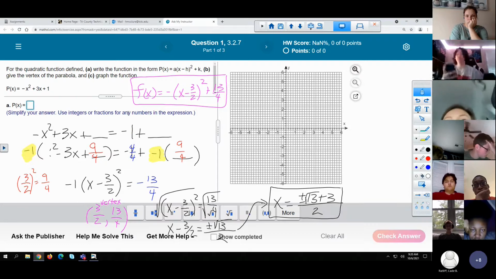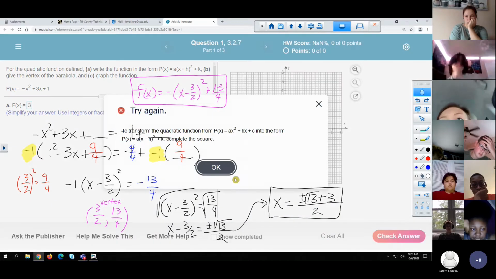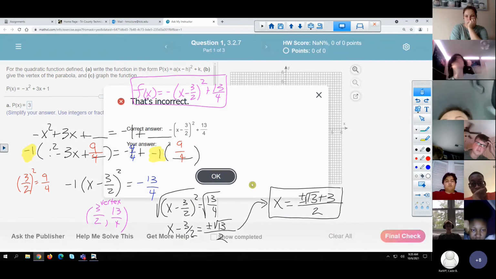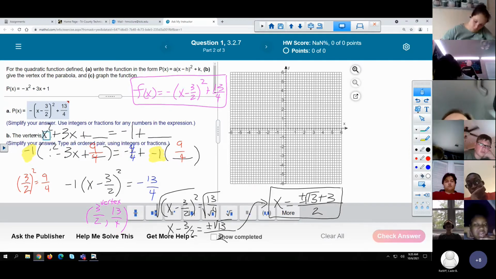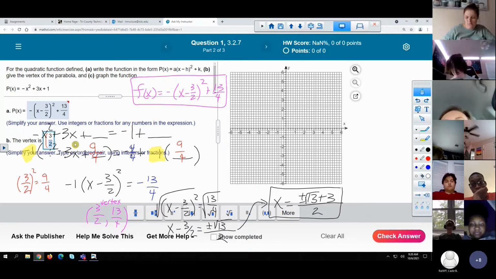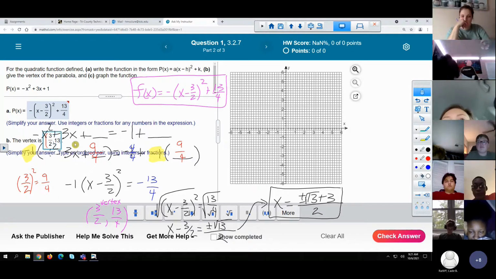So I'm just going to type in a 3. I'm not typing all that in. That takes up too much time in class. So check answer, final check, and there is your answer. And now the vertex, parentheses, 3/2, comma, and what, 13/4, close parentheses. That should be the answer.